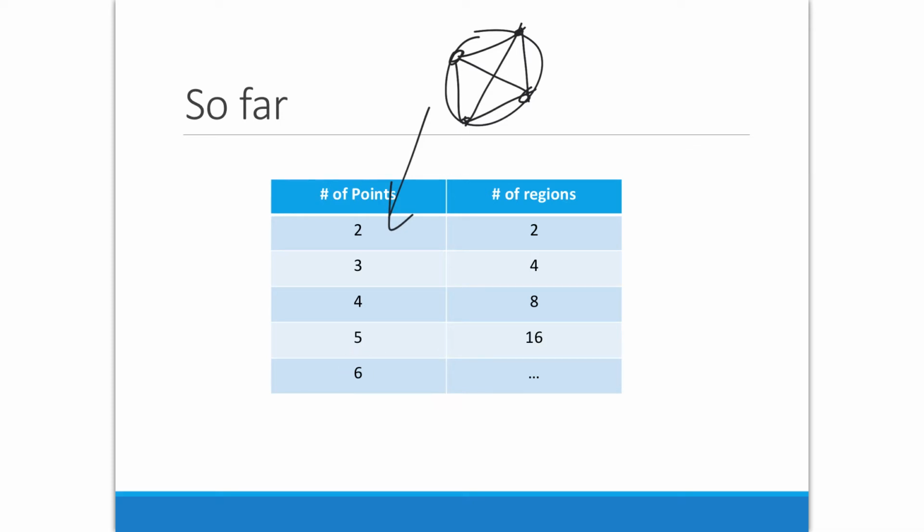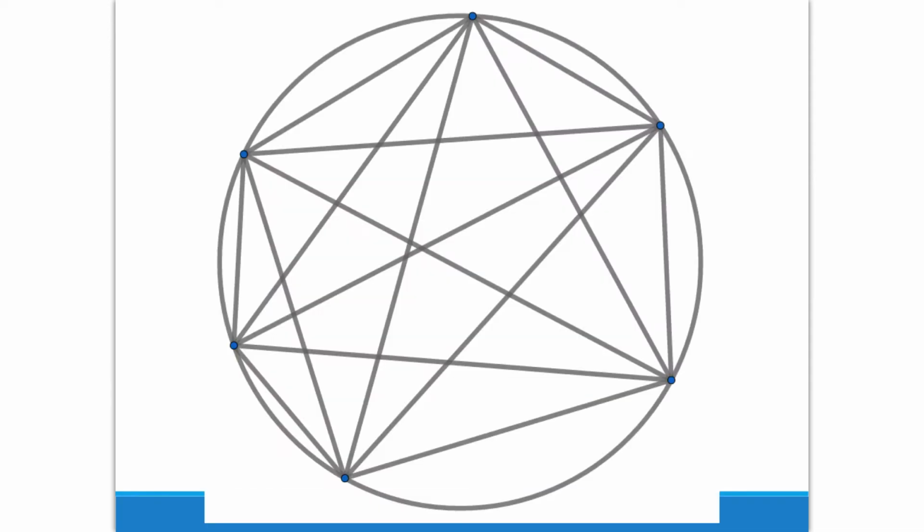So you make 6 points along that circle, and you count the number of regions. So go ahead and take a guess. How many regions are you going to get? Well, here's the diagram. It's pretty crazy, and I encourage you to pause the video and go ahead and try to count up all the regions. See how many there are.